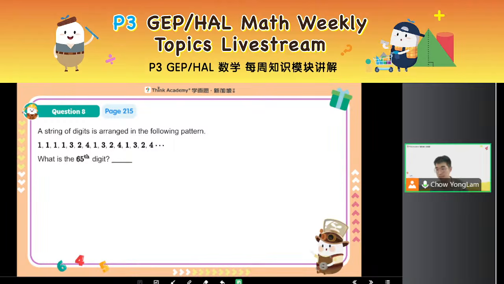Page 215. I want you to observe the pattern and notice something. A string of digits is arranged in the following pattern: 111, 1324, 1324, 1324. What is the 65th digit?